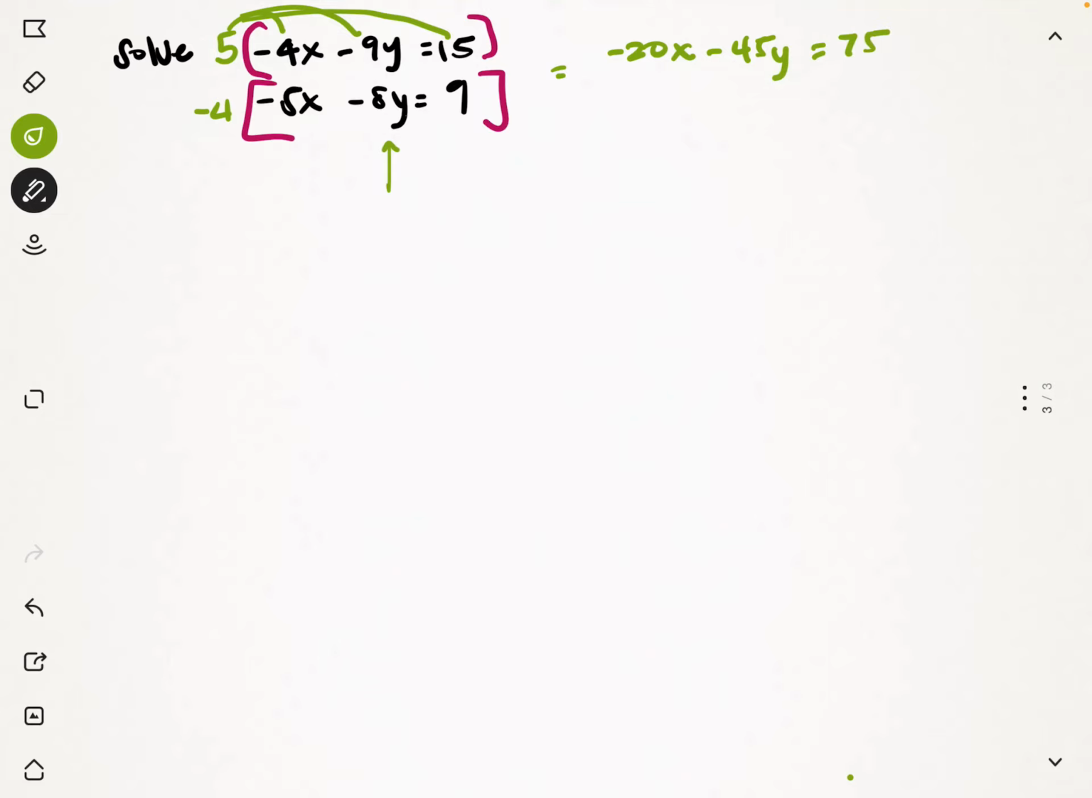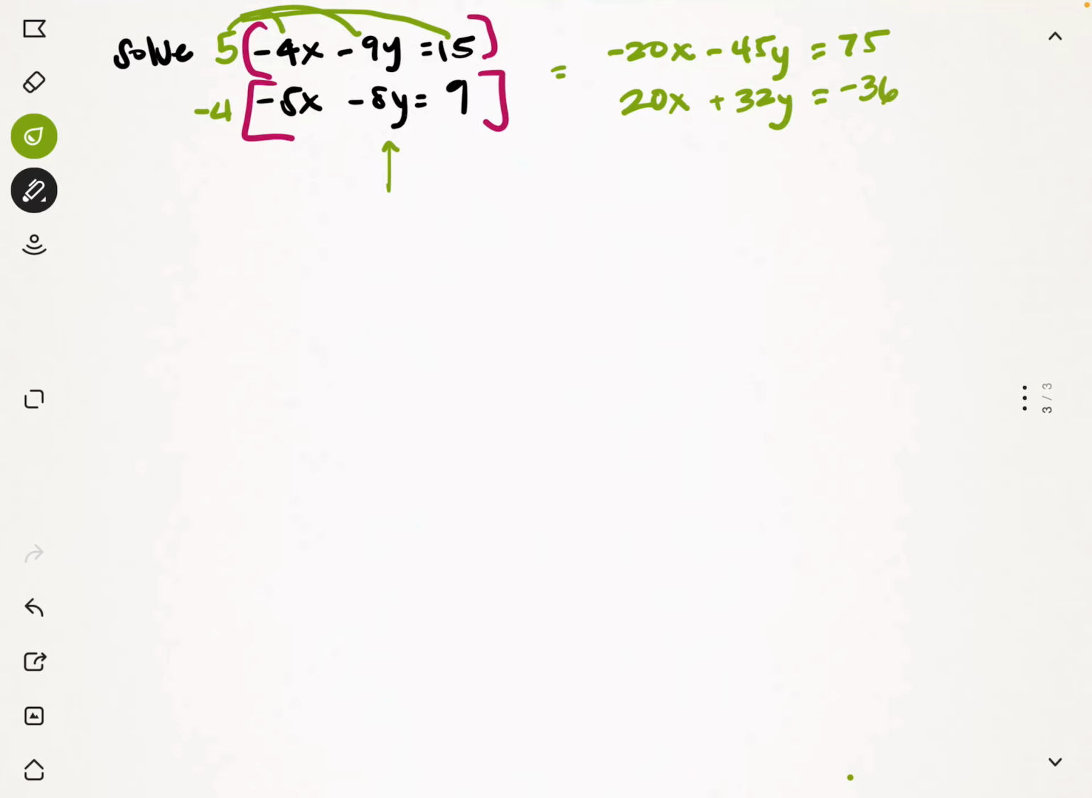And on the bottom, the reason why we're multiplying by the negative 4 is because we want it to come out to be positive 20x. So negative 4 times negative 5x is positive 20x. Negative 4 times negative 8y is positive 32y. And then negative 4 times 9 is negative 36.